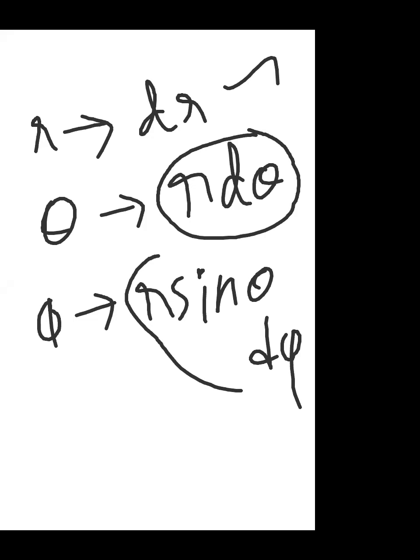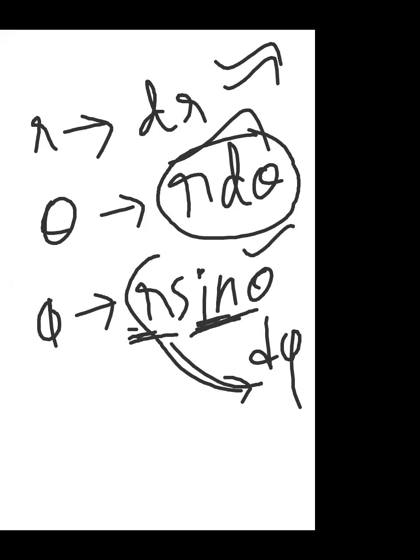And R sin theta, R is a number, some meter. Sin theta is a number. So again, d phi. This is also an arc length. This is simply a linear length. First case, simply length, and another case, arc length, and third case also arc length.